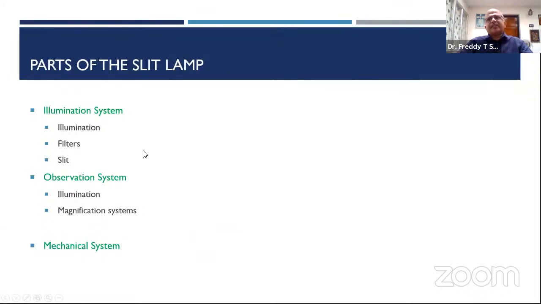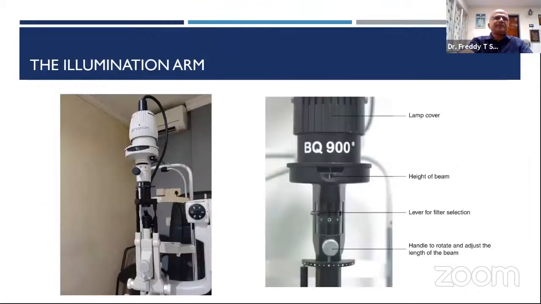What are the parts of the slit lamp? It is basically divided into three parts. One is the illumination system, one is the observation system, and the third is the mechanical system which holds both of these together. This is the illumination system, which has a housing for the bulb. It has a measurement system. It has different filters and a handle to rotate the measuring system.